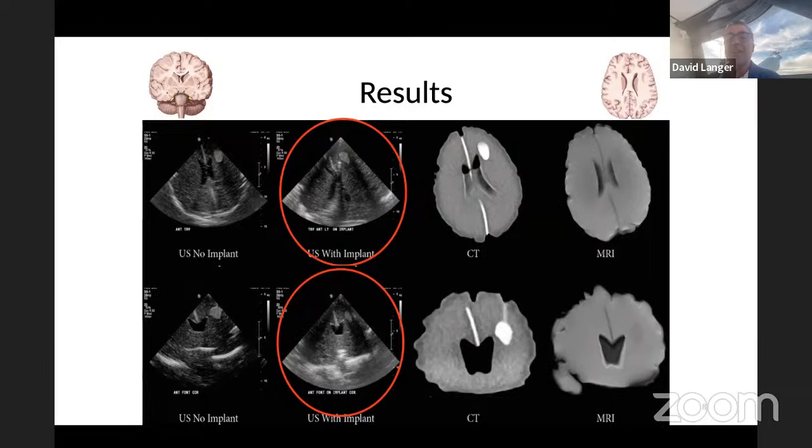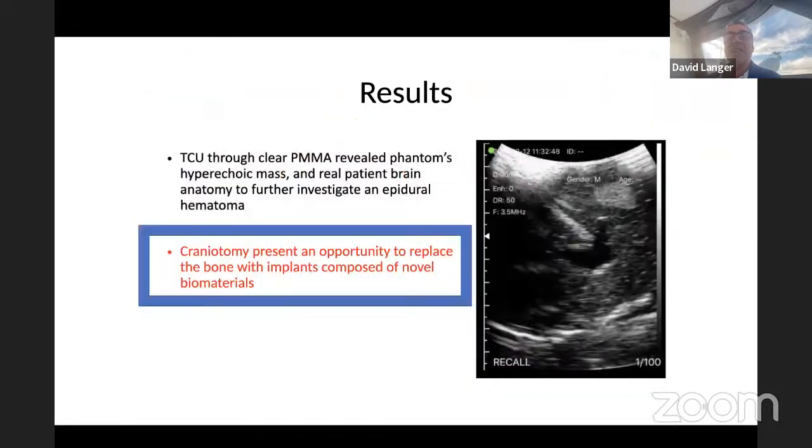On the right-hand side is what the CTs and MRIs look like of these same implants. So it's a novel idea. It was proven in the lab. So why not use it in people? By developing an ultrasoundable implant, after craniotomy we can place a new cranioplasty that allows us to use ultrasound really anywhere.